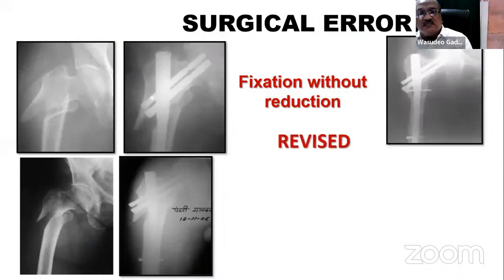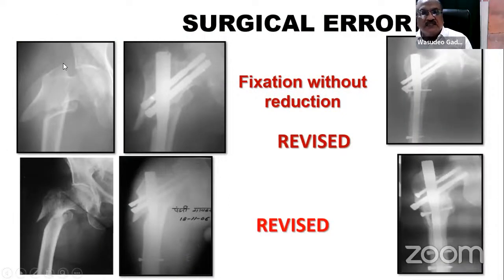So these are all surgical errors. You can see they look very good, but ultimately we find that postoperatively they go haywire, and ultimately that has to be revised. In a reverse oblique fracture, they look very good on the X-ray on the table, but there is a translation and also the illusion, loss of reduction. So ultimately, that has to be revised.